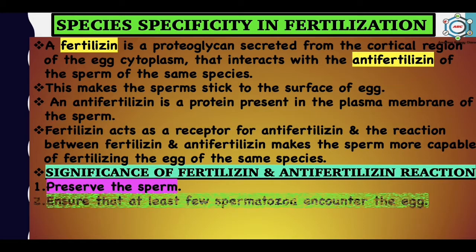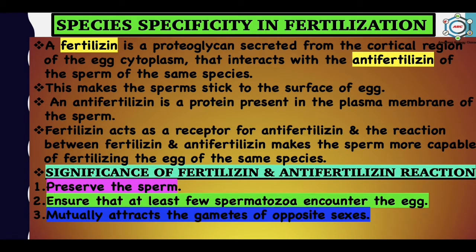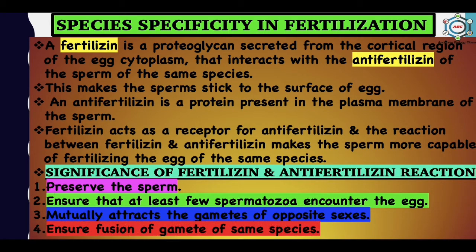It preserves the sperms. It ensures that at least a few spermatozoa encounter the egg. It mutually attracts the gametes of opposite sex, and it ensures fusion of gametes of the same species. So this is the species specificity in fertilization because of fertilizin and anti-fertilizin, with fertilizin present in the female and anti-fertilizin present in the male.